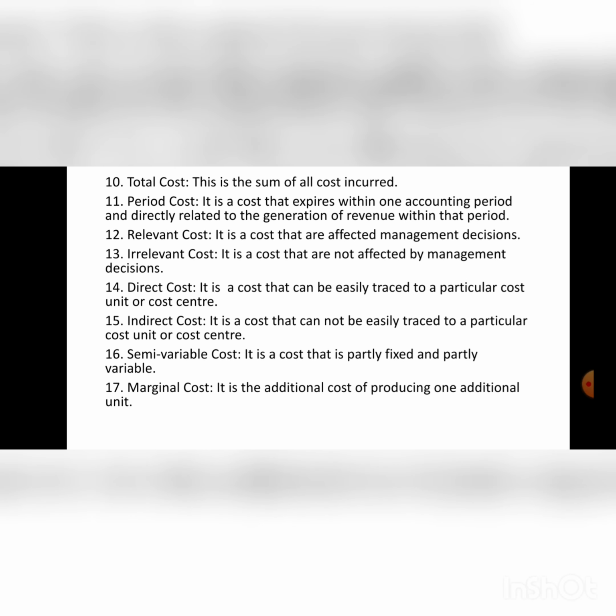Ten. Total cost. This is the sum of all costs incurred. Period cost. It is a cost that expires within one accounting period and is directly related to the generation of revenue within that period. So it's a cost which expires within one accounting period, one financial year or one calendar year, that's 12 months.